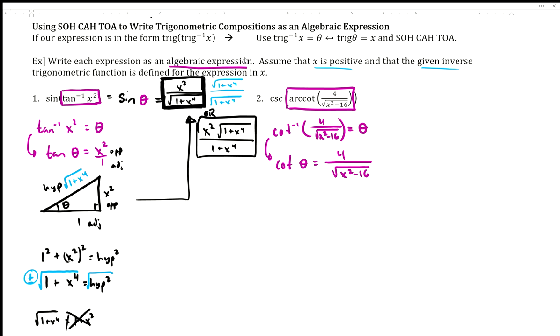And then we could even say, well, I don't like cotangent that much. I'd rather see tangent. Tangent of theta, now we could flip the fraction. So we would have the square root of x squared minus 16 in the numerator and 4 in the denominator. And that might make it a little easier. So now it's kind of similar to that first one. This is still an opposite and an adjacent. And we can now set up our right triangle just like before.